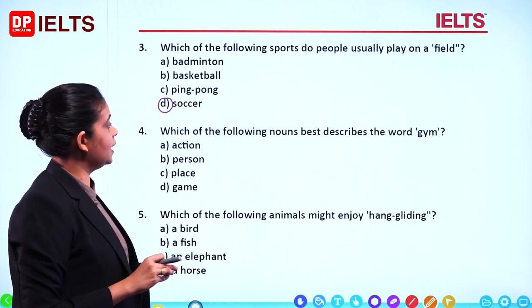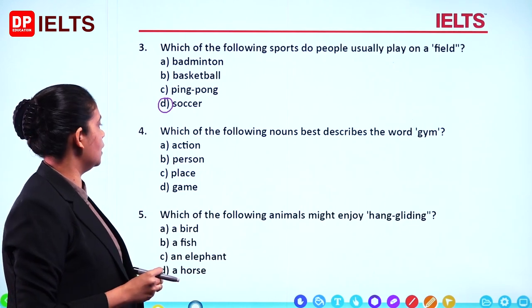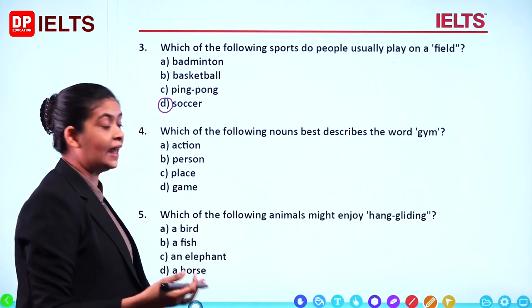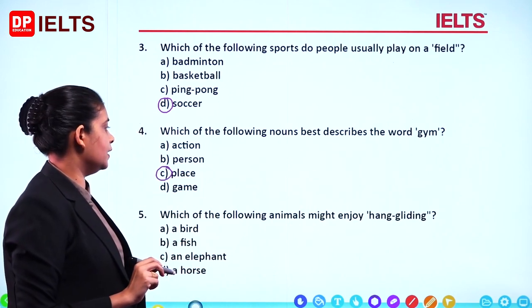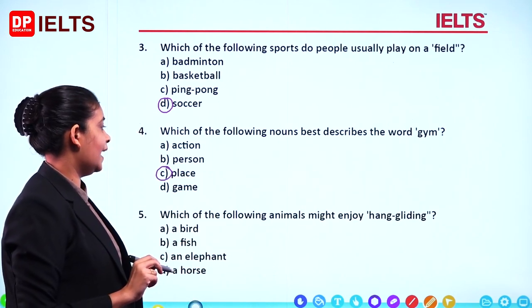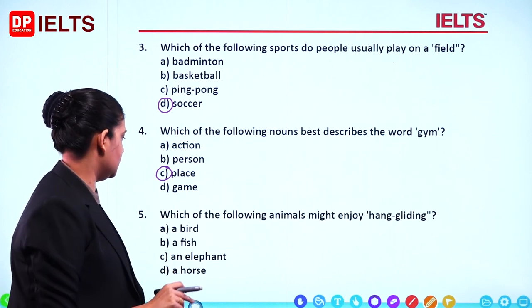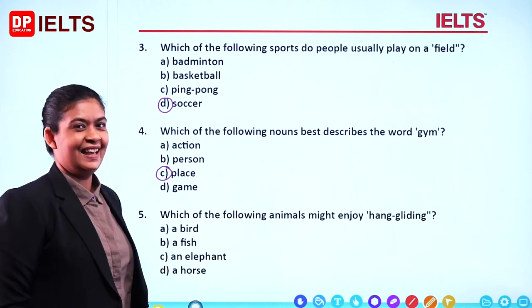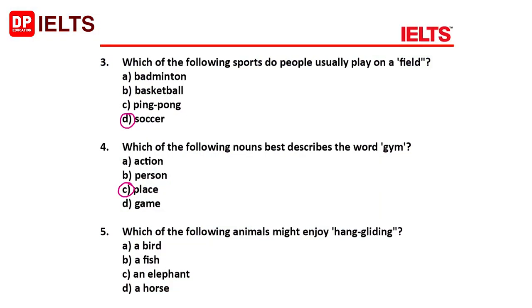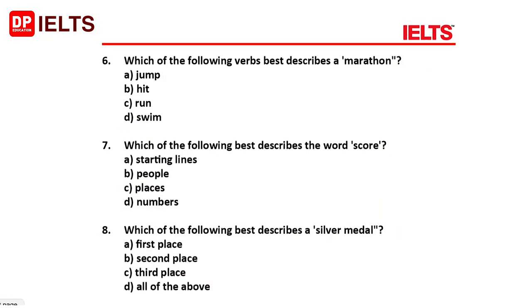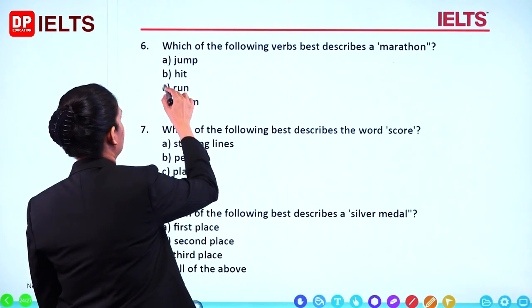Which of the following nouns best describes the word gym? Gym mein ka kya hai? Tanak. It's a place. Which of the following animals might enjoy hang gliding? Hang gliding word badat kemati kauda. Hang gliding is like you glide through, right? That would be definitely a bird. Which of the following verbs best describes a marathon? It's basically running. Duaneka.